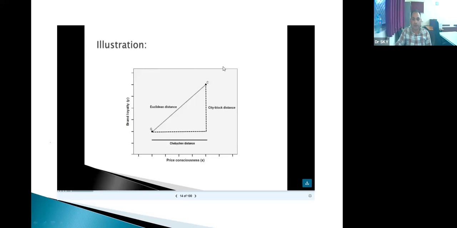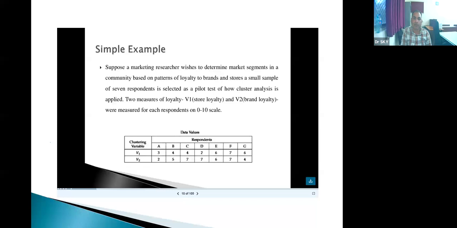Now we come to the illustration through a graph. The distance between these two is the Euclidean distance, and this is Manhattan, the absolute differences. Then we come to Chebyshev, where we take the maximum of the two. This way we can apply these distance measures to the problems under consideration. Now we'll elaborate it with one example.